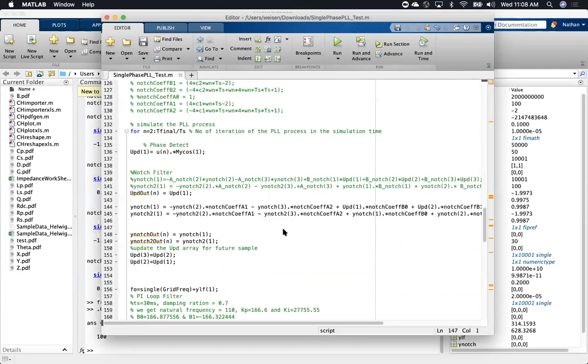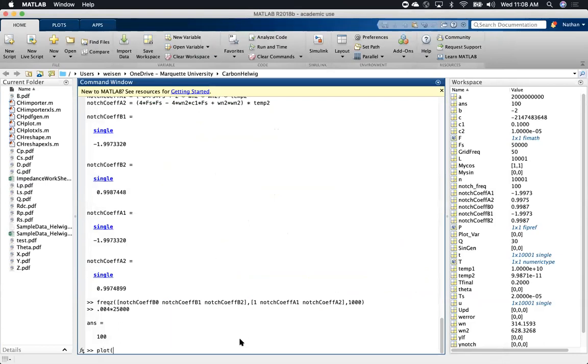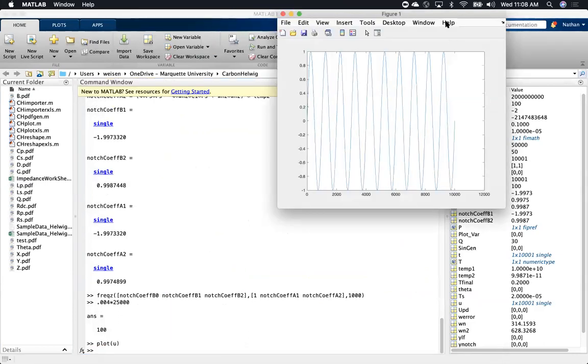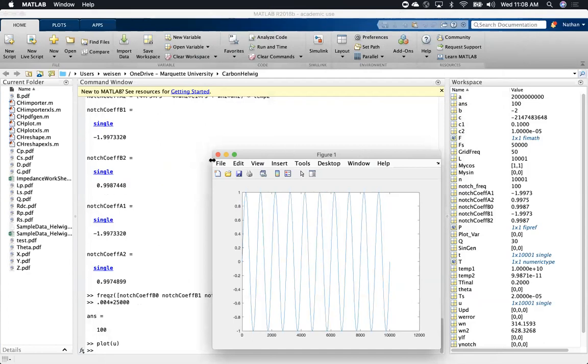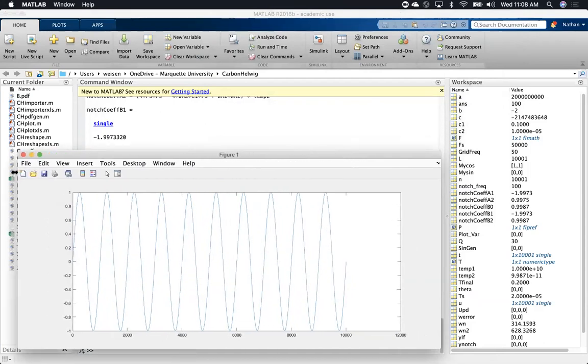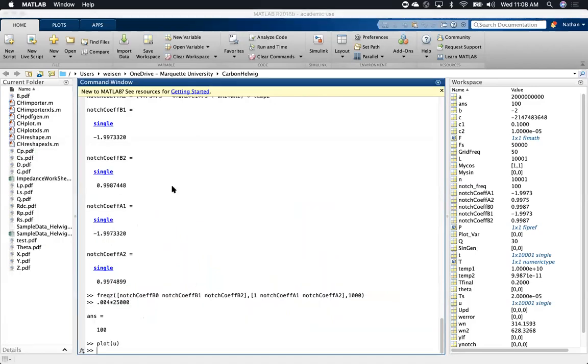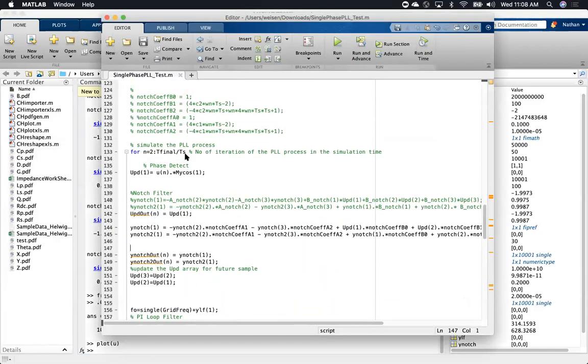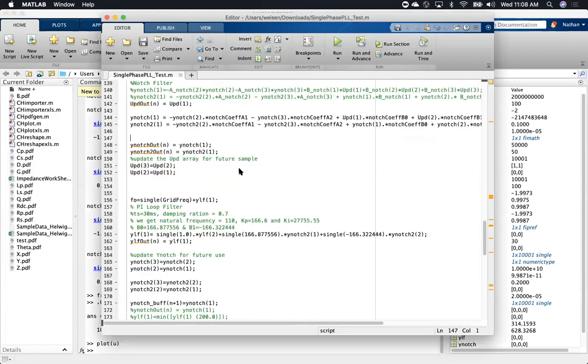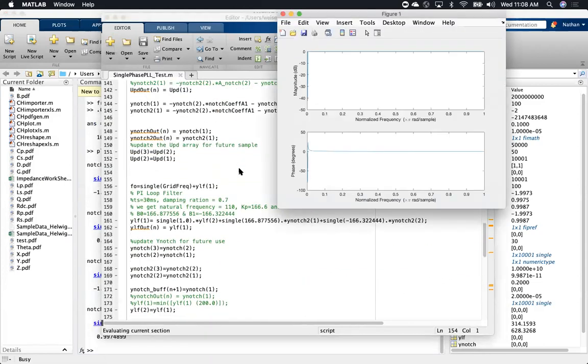Okay, so I am going to go ahead and run some. What I'm going to do here next is show you the input to my PLL. Now this is normalized, so it goes from 1 to -1. That's what I mean by normalized. And here's my input into this controller. And what I'm going to go ahead and do is run this for one complete loop here.